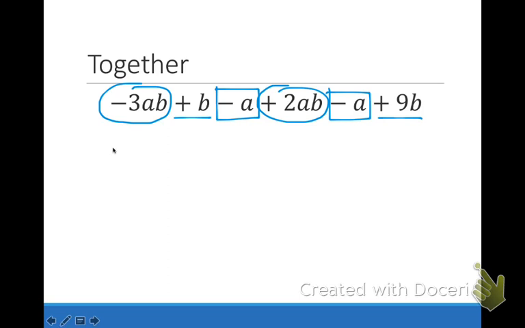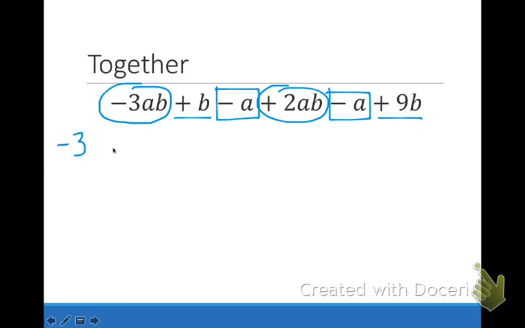You'll notice that as I have been putting these shapes around like terms, I have been including the sign in front of it. That is important. I cannot just assume that everything is positive and add them together. I must bring the sign that was in front of it along with the term.